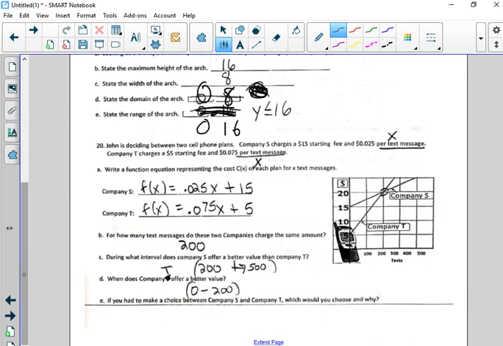Number 20, you have two plans, company S and company T. This is the point where they meet. That's the solution to the system of equations. That's where they meet and have the same information, the same data. Now, how many text messages do these two companies charge the same amount? Well, that's where they meet. So 200 is where they meet.